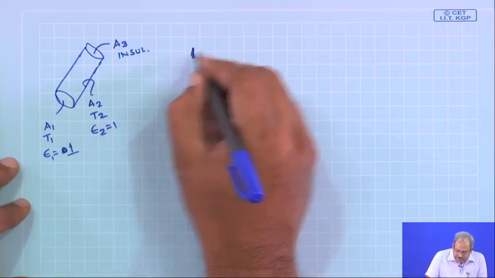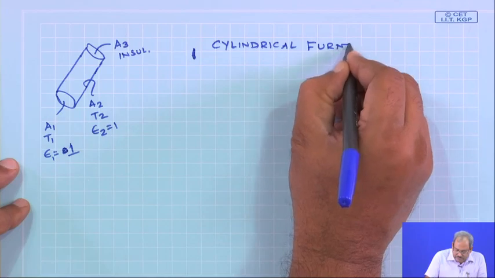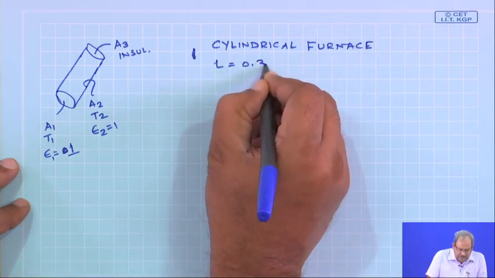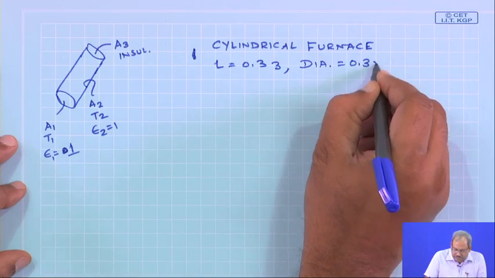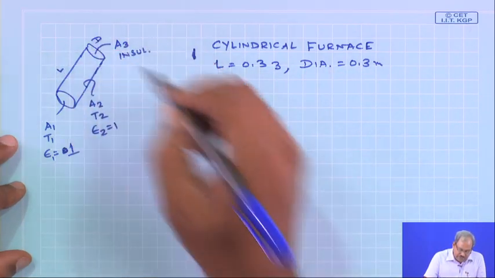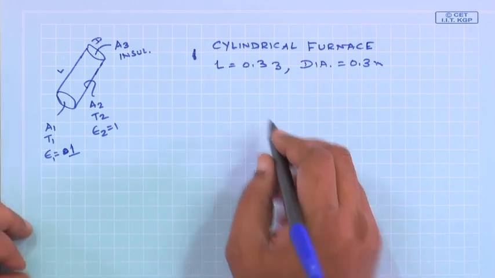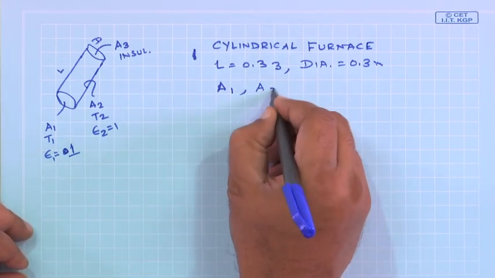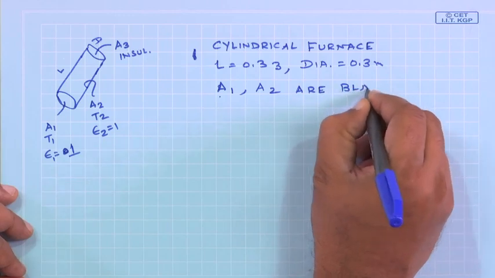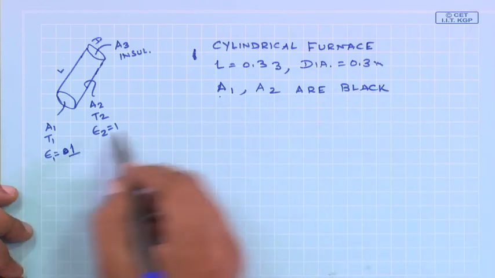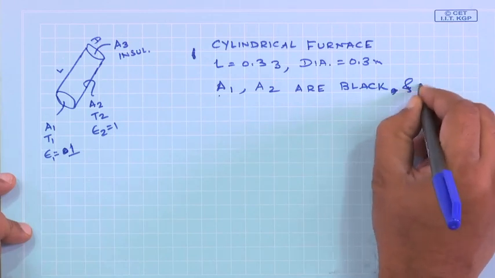This is a cylindrical furnace. The length is 0.3 meter and the diameter is also 0.3 meter. The surface A1 and A2, the end surface and the lateral surface, are black, as you can see the way I have drawn it. Epsilon 1 and epsilon 2 are both equal to 1 since they are black bodies.